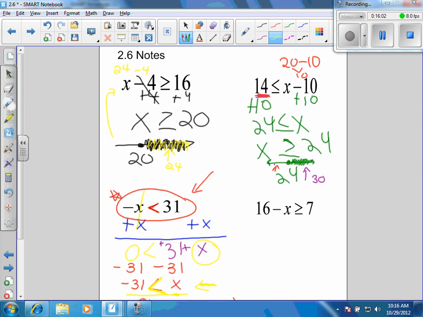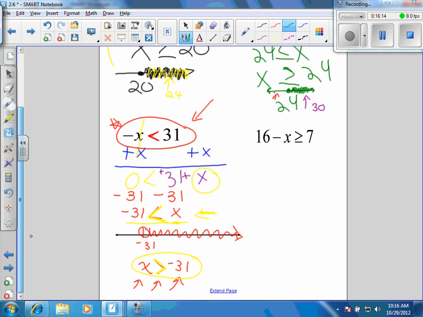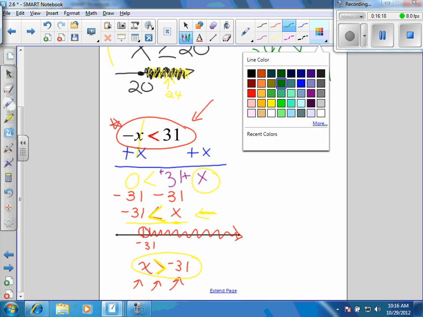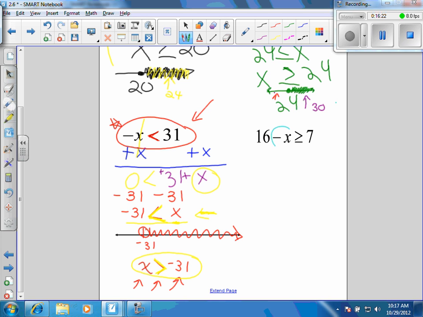Olivia? Were you doing that 16 minus x is greater than or equal to 7? Is that what you were doing? No, I wasn't. Okay. Let's do that now. Right here, I want to isolate my variable x. So remember, keep in mind 16 is positive. So what should I do with that to both sides?